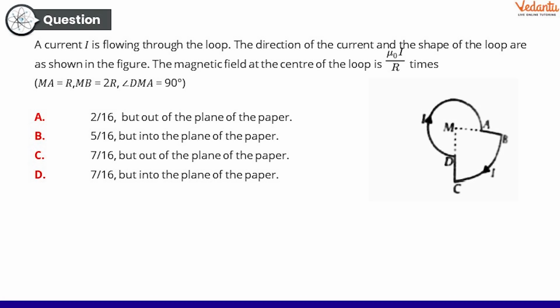Option A, 2 upon 16 but out of the plane of the paper. Option B, 5 upon 16 but into the plane of the paper. Option C, 7 upon 16 but out of the plane of the paper. Or option D, 7 upon 16 but into the plane of the paper. Okay, too many papers.